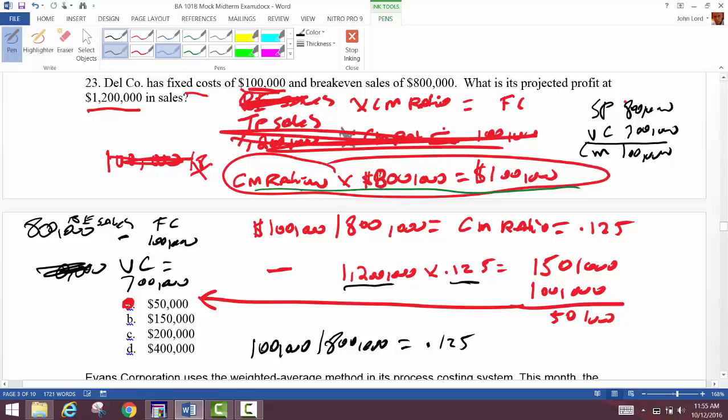And then you take 1.2 million times the ratio, then we have what? We have 150,000 of contribution margin that comes out of that, of which 100,000 first goes to fixed cost, and then 50,000 goes to my profit in this question, which is what they were asking for. And again, the reason I set it up like this is we've already realized that my break-even sales times my contribution margin has to equal my fixed cost. And so if I just do the algebra, I'm given the contribution margin ratio that way as well.